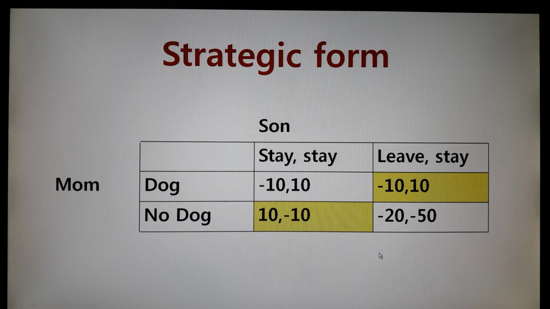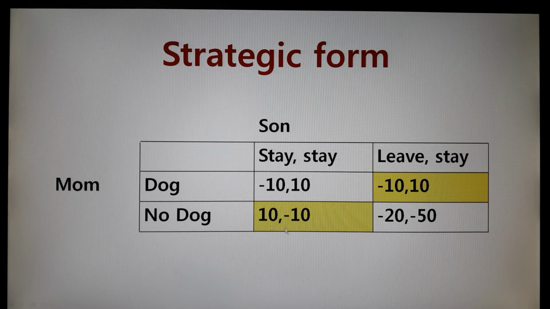So this is the strategic form of the extensive form game we have seen on the previous page. How many Nash equilibria are there? First, dog and stay cannot be a Nash equilibrium because mom can change. Now she is currently getting negative 10. If there's no dog, she can have 10, because the son is going to stay. Even though there's no dog, the mom doesn't have to buy the dog. So negative 10 would become 10. So dog and stay cannot be a Nash equilibrium because mom would change the strategy and get a bigger payoff.